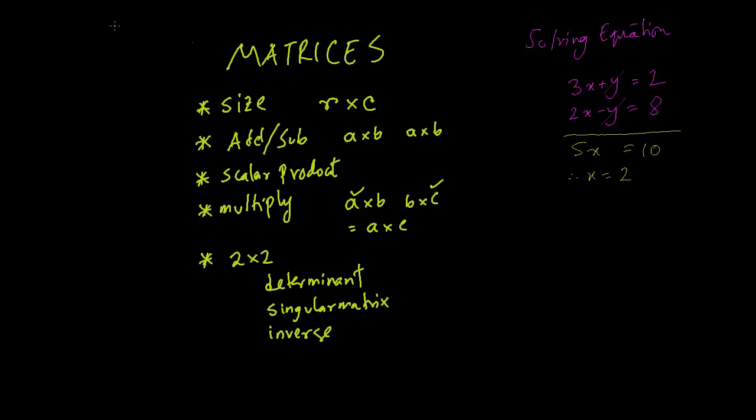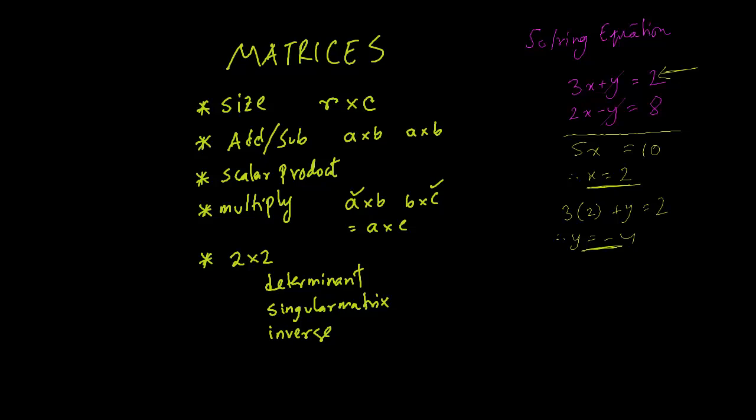And when we put the value of 2 in one of the equations, I'm putting it in the first equation here, it turns out to be 3 into 2 plus y equals 2. So y equals 2 minus 6, since 3 times 2 is 6. I keep saying thrice, I don't know why. So y equals minus 4. So we find the solution of the equations to be x = 2 and y = -4.